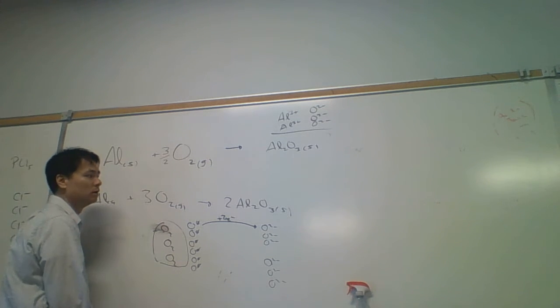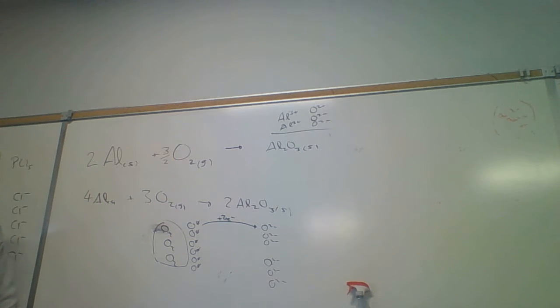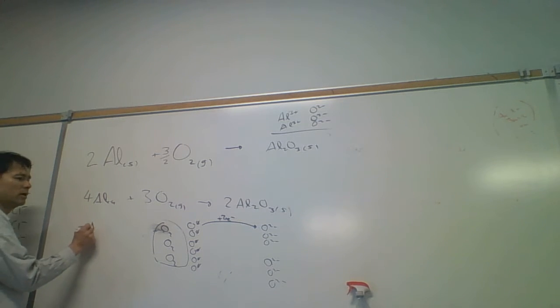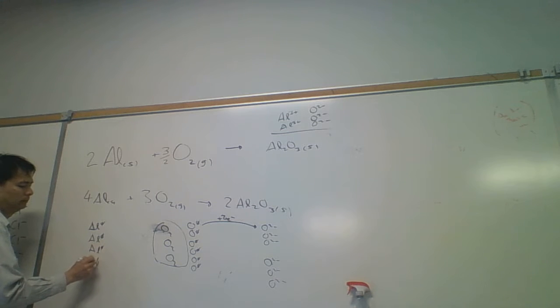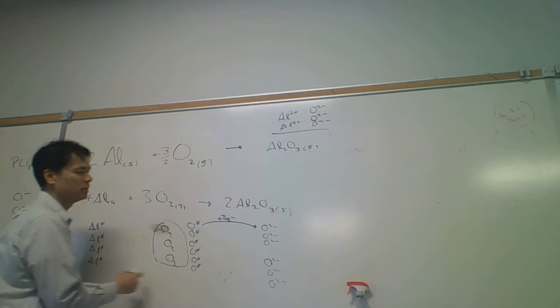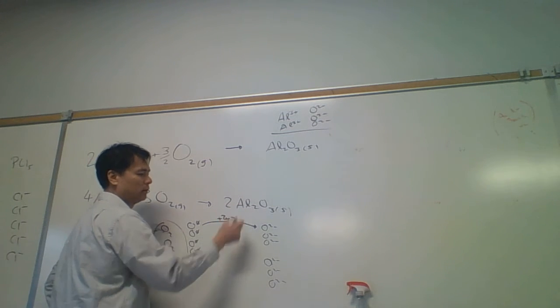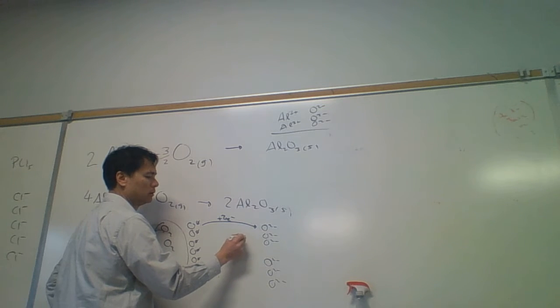Total were gained. Where did those 12 electrons come from? Those 12 electrons must have come from each aluminum losing how many? Each aluminum goes from aluminum 0 to what? So we have 4 aluminums at 0, and this is going to go to 4 aluminums at what charge? 3 plus. Yeah.